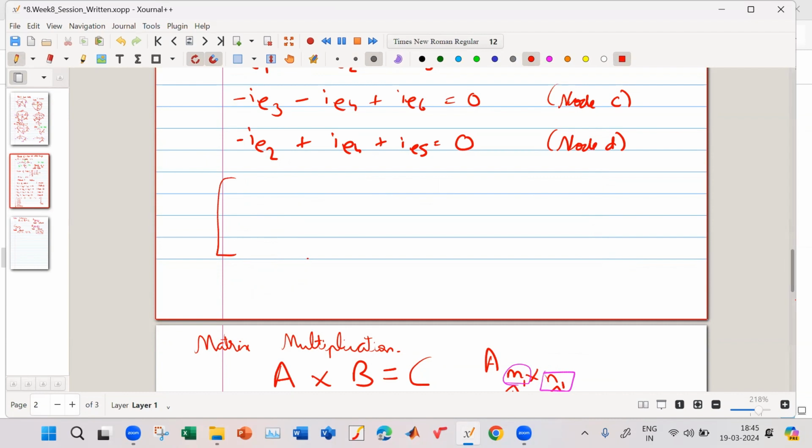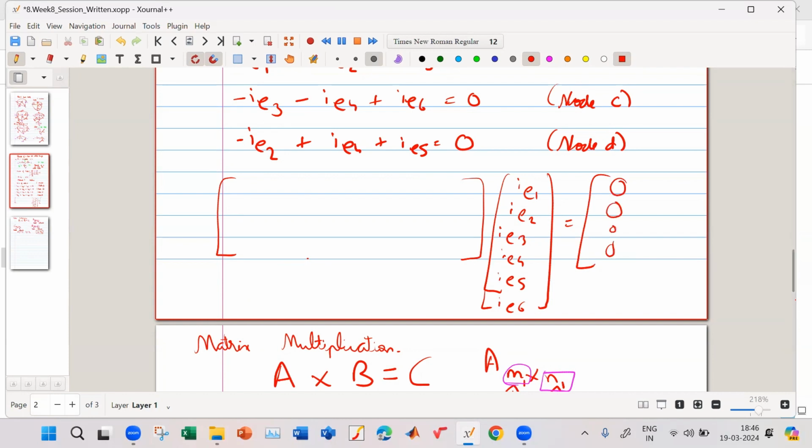This should be this side. This will be this side. I1, I2, I3, I4, I5, I6. Those are all equal to 0. So we have 4 zeros, 1, 2, 3, 4. And this we have to fill up.